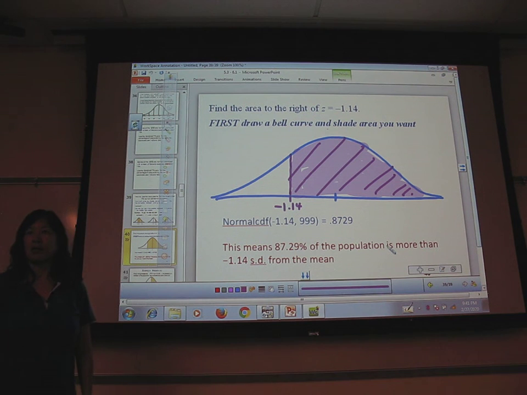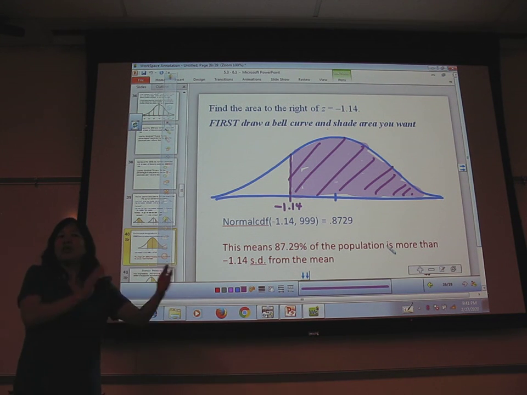And in terms of actual numbers, who would actually be that many standard deviations away from the mean? Nobody. It's not really possible. So we're supposed to do this on our calculator? Yes, I'm going to show you in just a couple of minutes.